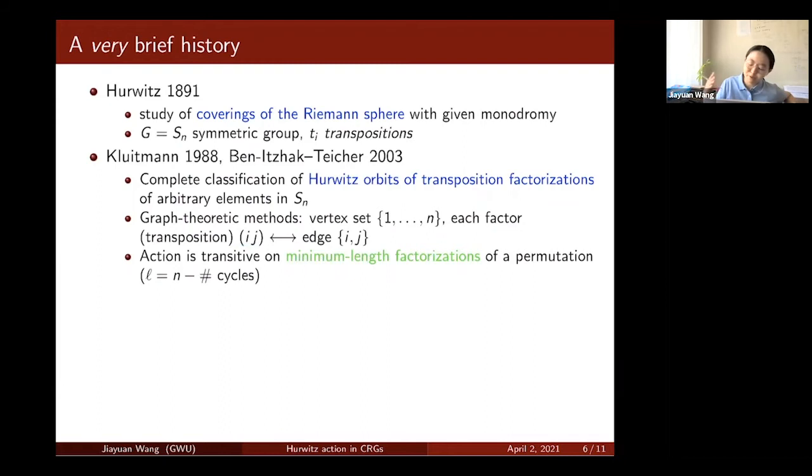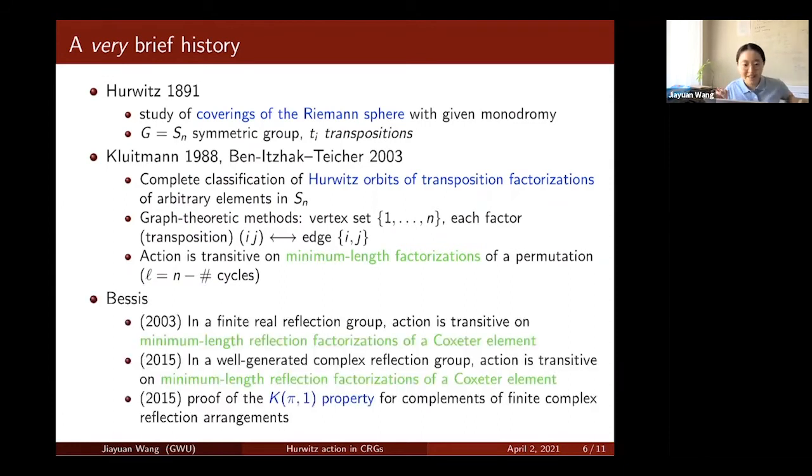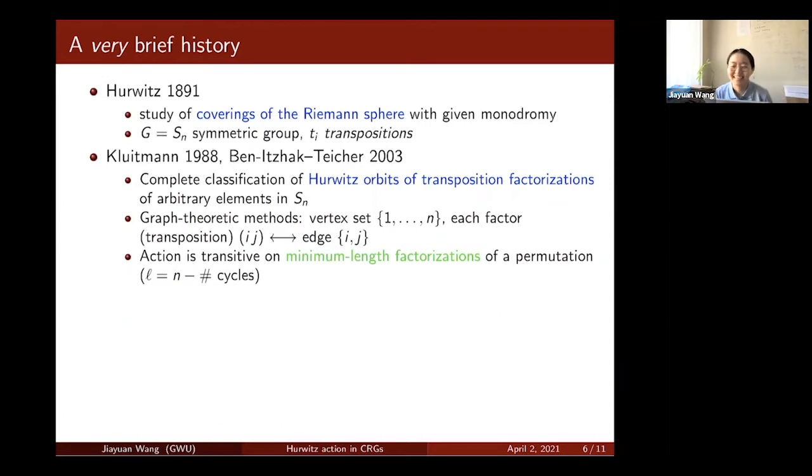Here, for a permutation, to compute its minimum length, or sometimes I will call that reflection length, we can use this formula. That will be n minus the number of cycles in this permutation. Oh, so then, transitive, so there's only one orbit? Yeah, that's exactly right. All the possible minimum factorizations can be generated by applying some sort of Hurwitz move to one fixed factorization.